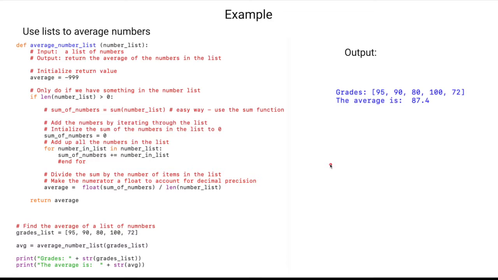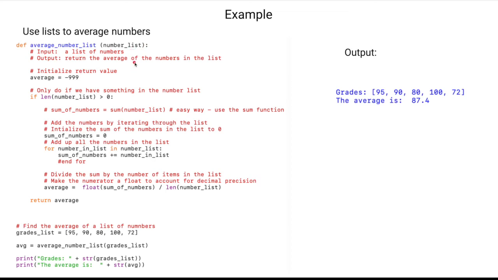Here's an example I wrote on how to average numbers, say, in a list. What I did here was first I defined a little function called average number list, and it's going to take a number list in as input, and I put a nice comment here so I can remember what these things are, and it returns the average of those numbers.